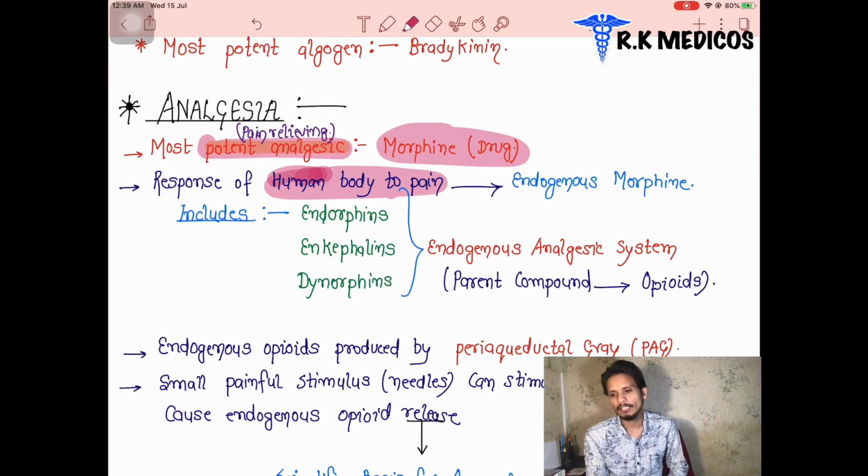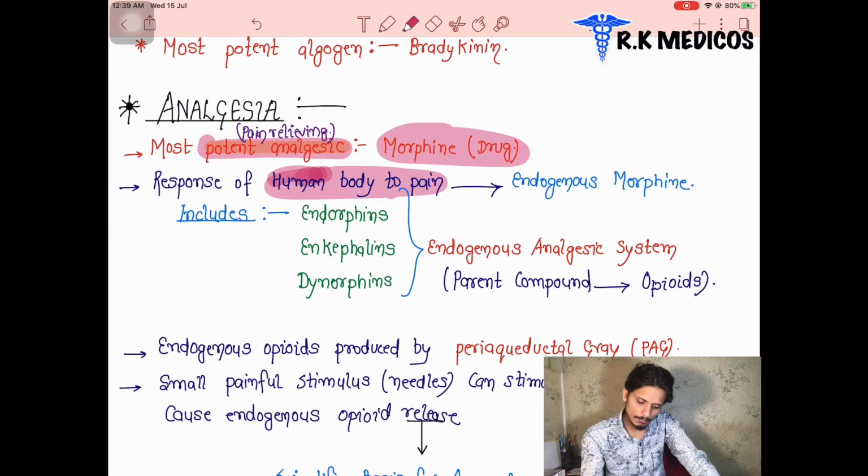Suppose that in our body morphine is not available. Morphine we take from outside. It is not formed inside our body, but inside our body something is formed like morphine. Something is formed which prevents the different types of pain inside our body. So the chemicals produced by the body have the same activity as morphine.